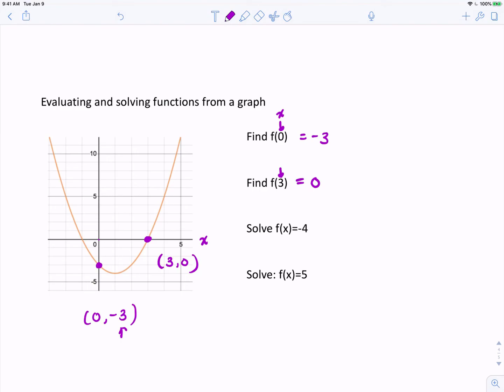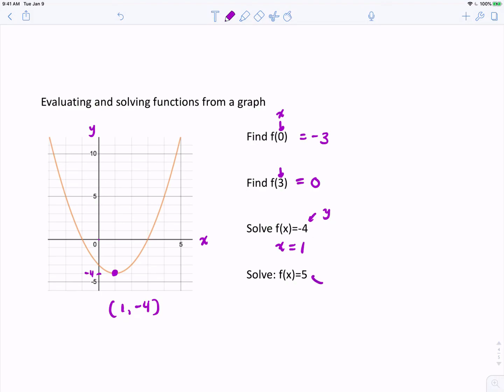Solve for f of x is equal to -4. So in this case, what we're being told is our y value is -4. What would the x value be? So let's take a look at the graph there and see if we can figure out what that would be equal to. All right. So along the y-axis, we're going to look at -4. So on the y-axis, here is -4. And we're going to look for the function value. Here it is. That's the point (1, -4). So when y is -4, x is equal to 1.